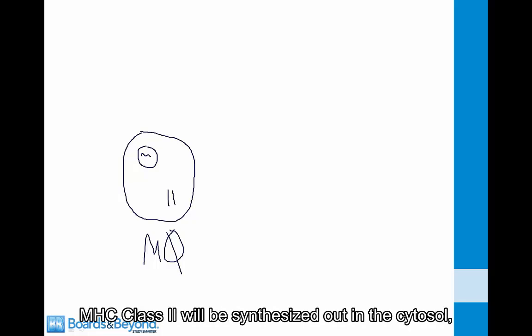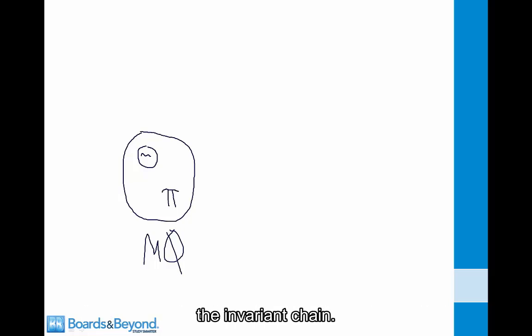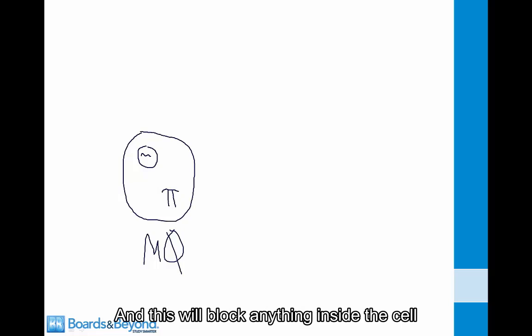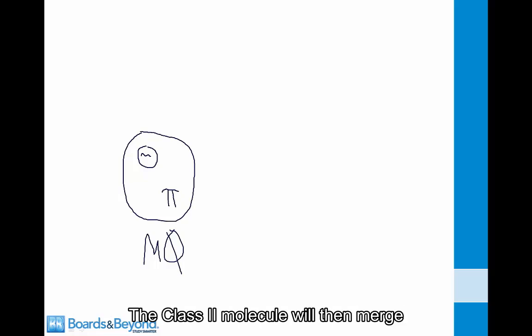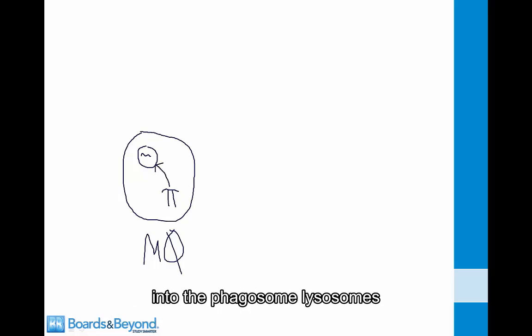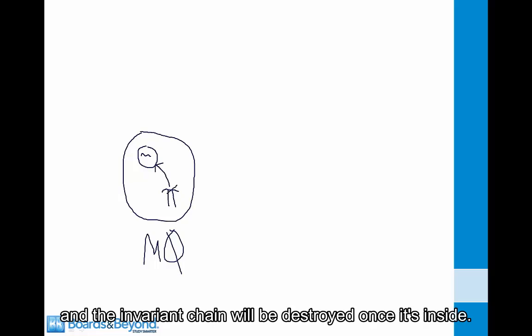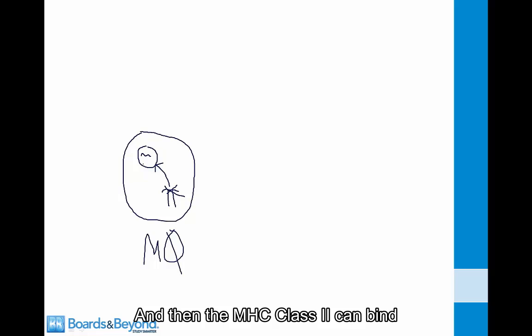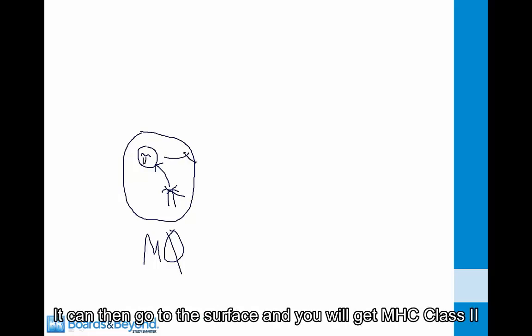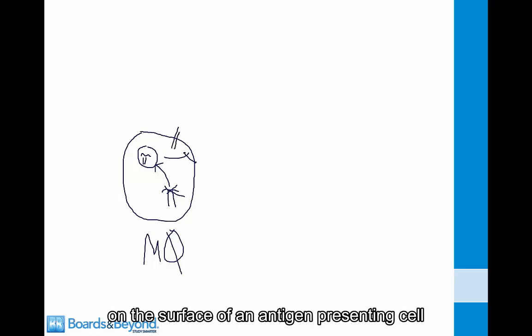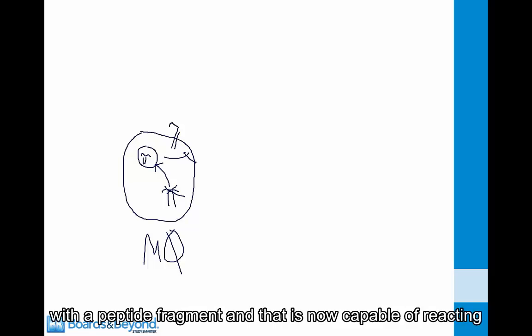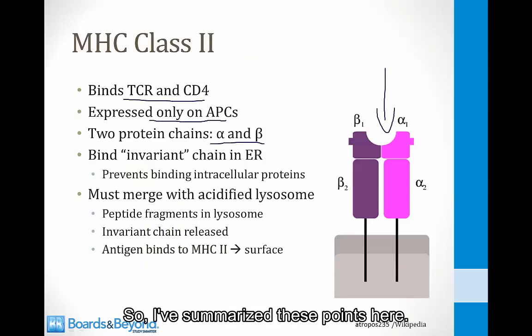MHC class II will be synthesized out in the cytosol, but a molecule will be placed on its surface called the invariant chain, and this will block anything inside the cell from getting into the binding groove of MHC class II. The class II molecule will then merge into the phagosome-lysosome, and the invariant chain will be destroyed once it's inside, and then the MHC class II can bind to some of these protein antigens. It can then go to the surface, and you will get MHC class II on the surface of an antigen-presenting cell with a peptide fragment, and that is now capable of reacting with a T cell. So I've summarized these points here.